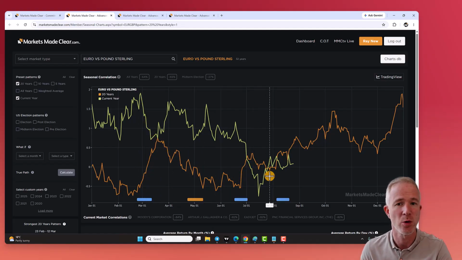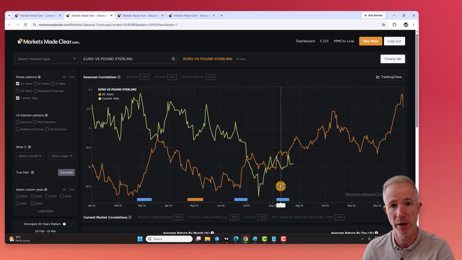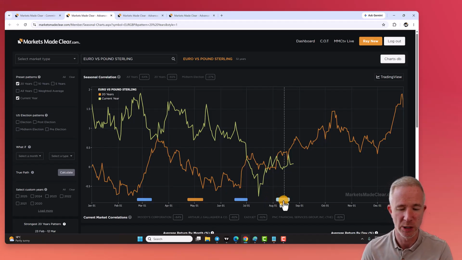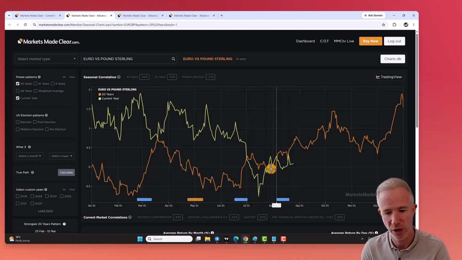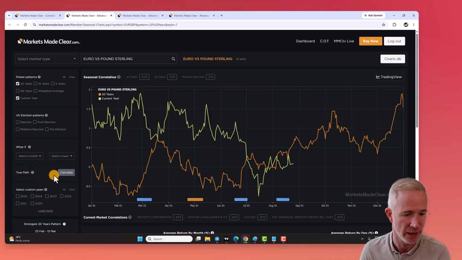So in that scenario, we cannot use this pattern as an edge when it comes to trying to anticipate where that market is going. So we've just come out of a historically bullish period, but we could never have looked at this and said, euro pound, we should be looking to buy just because historically it's been a bullish period, because it's not following that pattern. So the likelihood of it just returning to that pattern is extremely remote. What we can do though is use the advanced features we call TruePath.